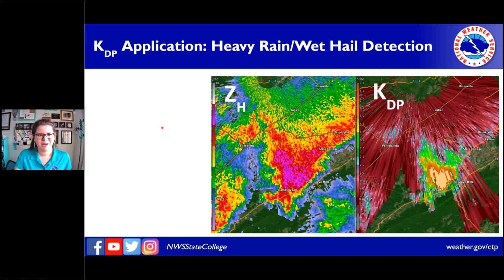So next, we're going to talk about KDP, or our specific differential phase application, and this is for heavy rain and wet hail detection in this specific example. Remember, our KDP looks at the non-spherical stuff, so anything non-spherical. And in this example, co-located with our high reflectivity, we also have really, really high values of KDP. So we're looking at non-spherical stuff. So either this is telling me we have a ton of really heavy, fat raindrops that are huge and have that flat bottom, and that's our non-spherical, or we've got a lot of small melting hail.